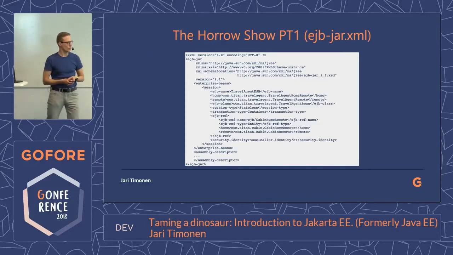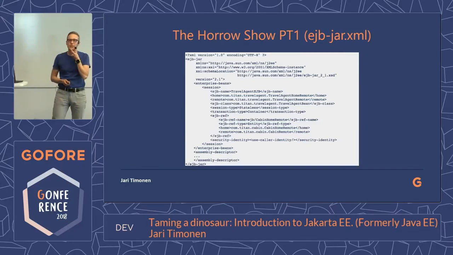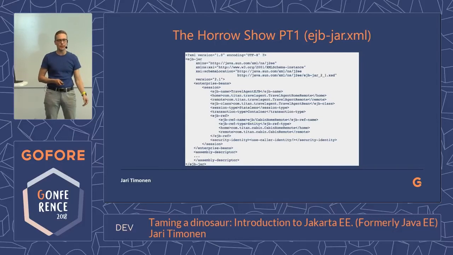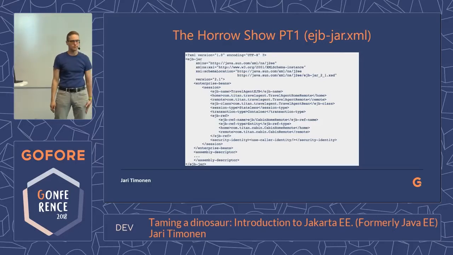So, the deployment descriptor. Here's one XML example of it. This has to be done by hand, and this is just one snippet. If you had an EJB application, it had thousands of lines of this, because every bean and everything has to be defined, and you had to do this by hand.